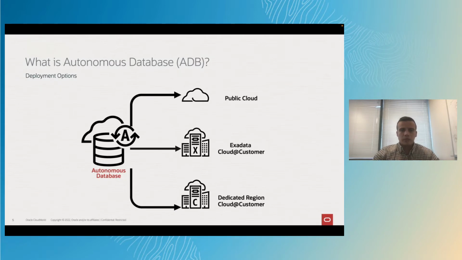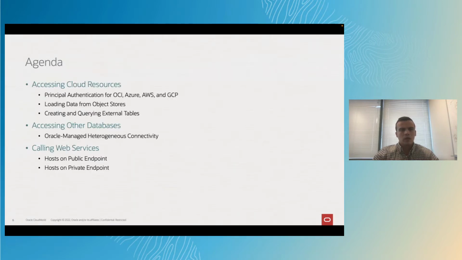Before I move on to our main topic, the last thing I want to talk about regarding Autonomous Database is the deployment options. Autonomous Database can basically run everywhere. You can use the same service in our public cloud, or you can use the same Autonomous Database service on-premises with our Exadata Cloud@Customer and Dedicated Region Cloud@Customer models. Hopefully you found this quick recap about Autonomous Database helpful.